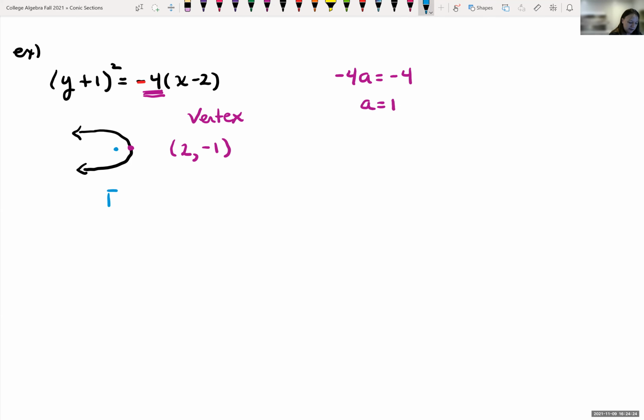And so my focus, I would have to subtract A from my x value on my vertex. This would give me 2 minus A, and A was 1, comma, k, and k was -1. So my focus is going to be at the point (1, -1).